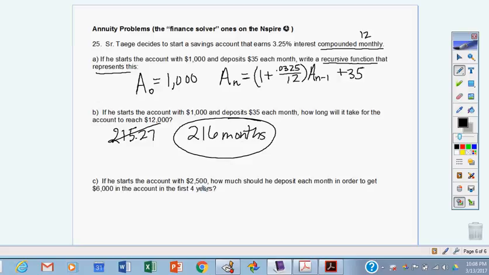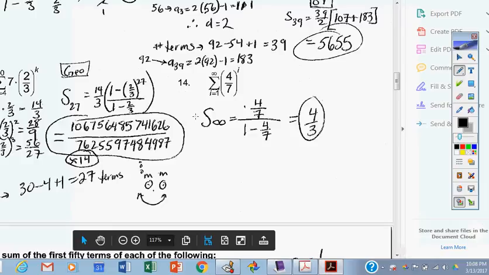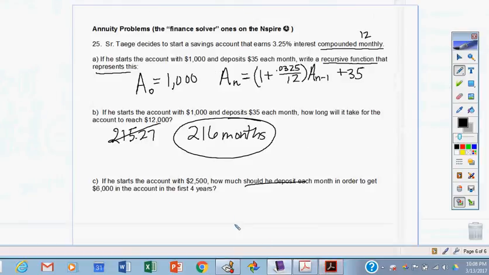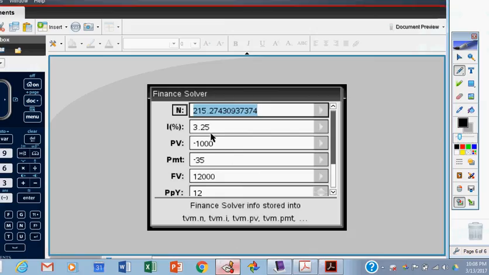Now a little different. Now we're saying start with 2,500. How much should he deposit each month to get 6,000 in 4 years? We're going to look that up. Where are we at? Right there. Now I'm going to make this a 48, and the reason is they talked about it being 4 years. So 4 years times 12 payments would be 48.